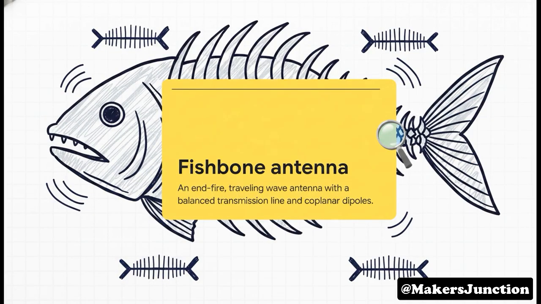And to wrap up our quirky designs, we have the fishbone antenna. This is an end-fire traveling wave antenna. It uses a balanced transmission line coupled to an array of closely spaced coplanar dipoles. If you actually look at one from above, it genuinely looks just like a fish skeleton, with a long central spine and little ribs sticking out all along the sides.